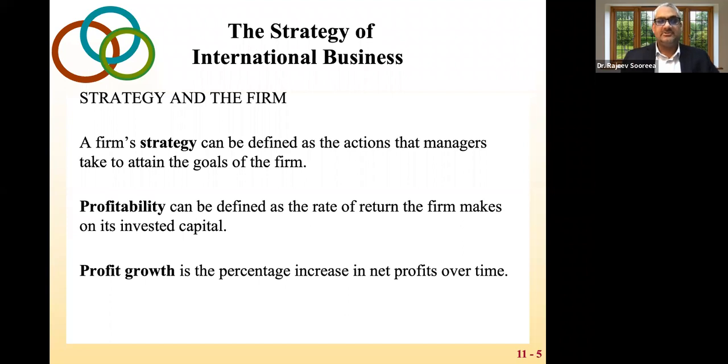Now, what is strategy? Strategy, by definition, refers to the actions that managers take to attain certain goals of the firm. The traditional objective of a firm is to make profit. So profit maximization is a classical goal of the firm, but there could be different goals of a firm. A firm could be maximizing revenue, not profit. A firm could be seeking market share. A firm could be seeking to maximize managerial utility, that is the satisfaction of its managers, right? So there are different objectives.